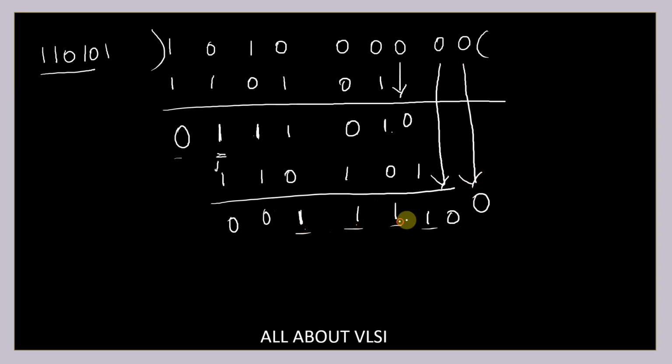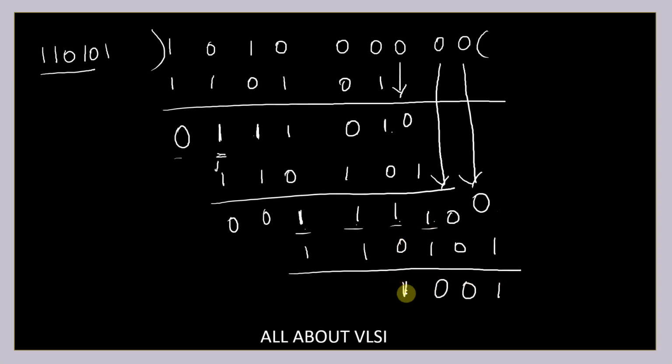So total 1, 2, 3, 4, 5, 6. And again I need to perform the XOR operation between these two, 110 and 101. So what am I going to get? 0 XOR 1 is 1, 0 XOR 0 is 0, 1 XOR 1 is 0, 1 XOR 0 is 1, and 0, 0. So this is what I'm going to get, 1, 2, 3, 4, 5. So these 5 bits I'm going to append to my original data 1010.